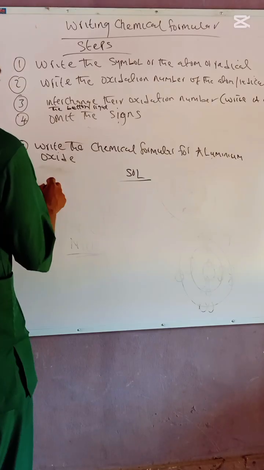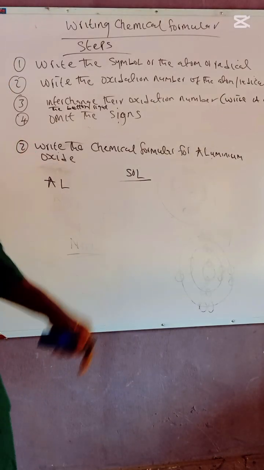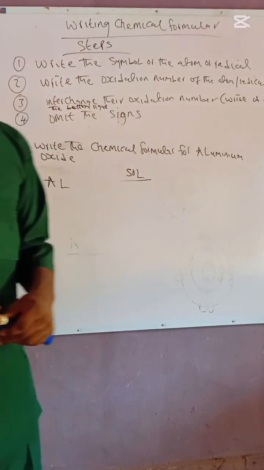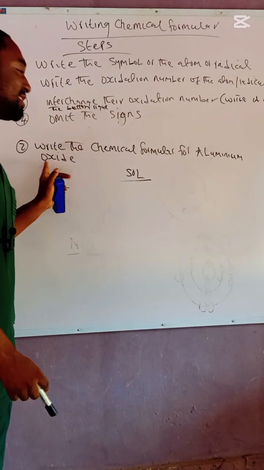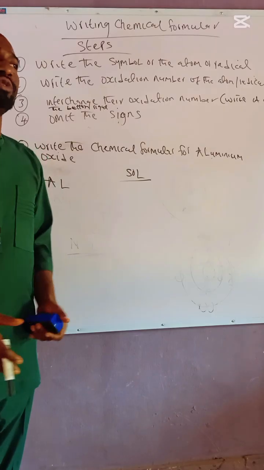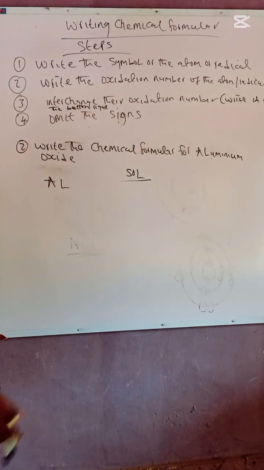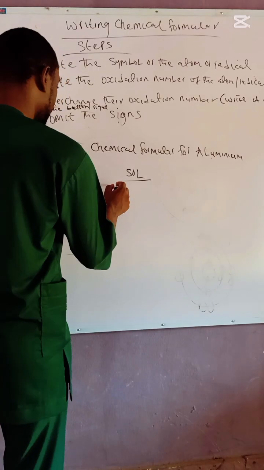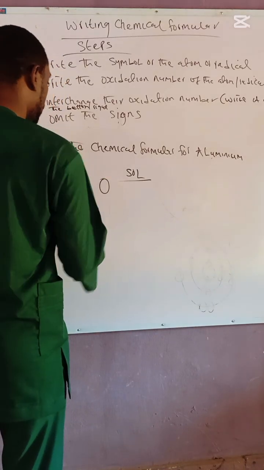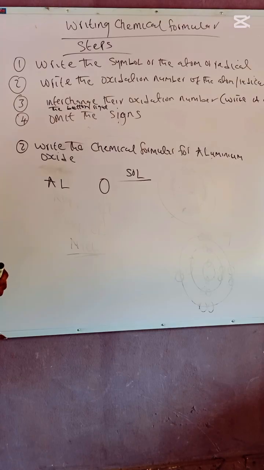Wetin be the formula for aluminium? Al. You don see am. Wetin be the formula for oxide? Oxide na wetin? Oxide na oxygen. Make you no dey confused say they call am oxide. Oxide na just oxygen. When oxygen combine with another element, we go dey answer oxide. Okay? Alright, so oxygen. O. Number 2, write the oxidation number of the atom.